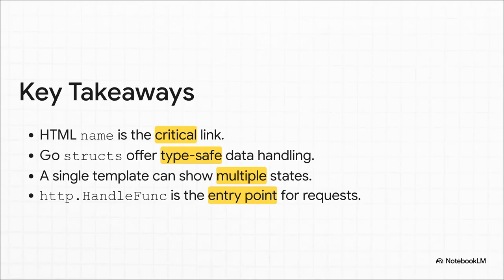So if you only remember a few things from this, let it be these. First, that HTML name attribute is the critical link. It's everything. Second, Go structs are your best friend for handling form data in a safe, predictable way. Third, a single template can be powerful enough to show multiple states to your user. And finally, http.HandleFunc is your front door for processing all incoming web requests.